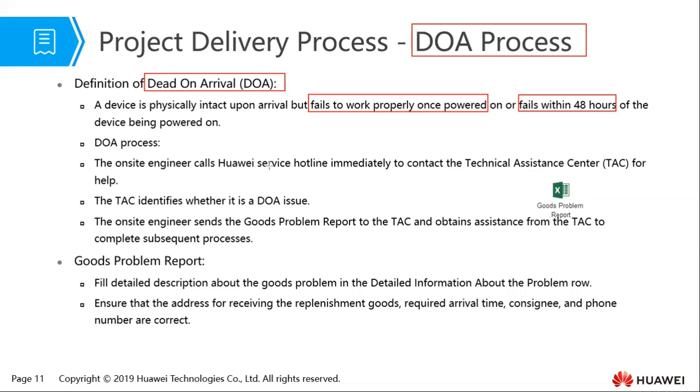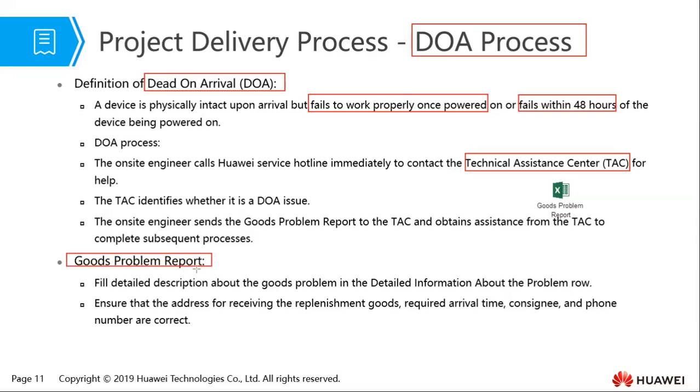Now, the on-site engineer needs to call the Huawei service hotline immediately to contact the technical assistance center for help. So you need to call the TAC, the technical assistance team, immediately. So the TAC will confirm whether it's a DOA by looking at these two. Then the on-site engineer will send the goods problem report to the TAC and obtain assistance from the TAC to complete the subsequent process. So you need to report immediately.